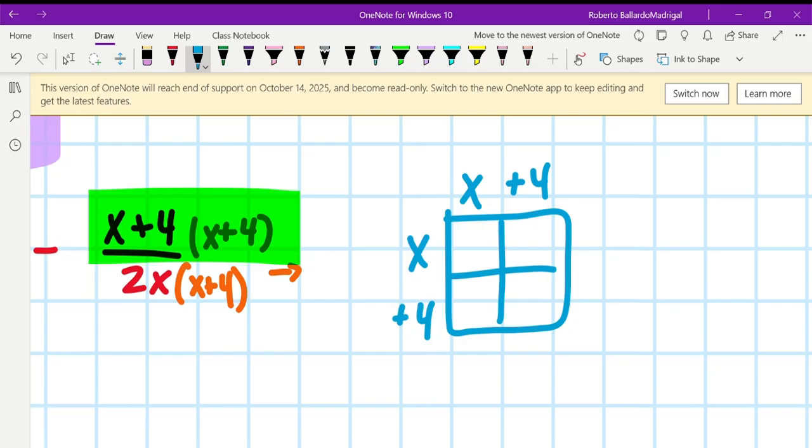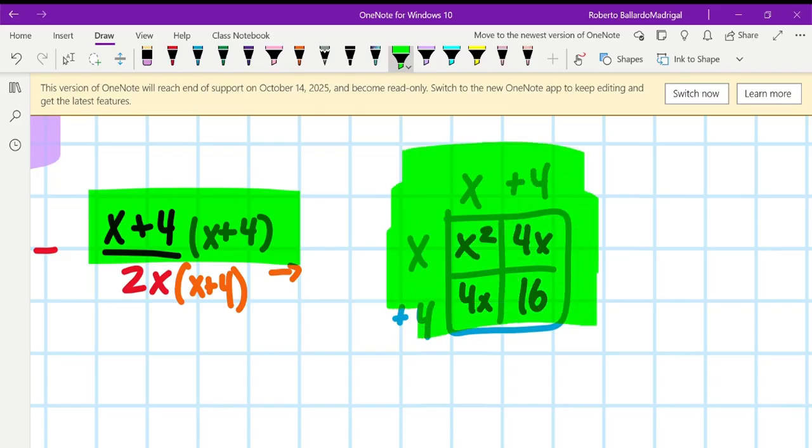Let's take a look. Well, x times x gives you x squared. 4 times x is 4x. So this is 4x, 4x. 4 and 4 make 16. And all of this is just for this part right here. All right. Are we good with that, with the area model part? Okay.